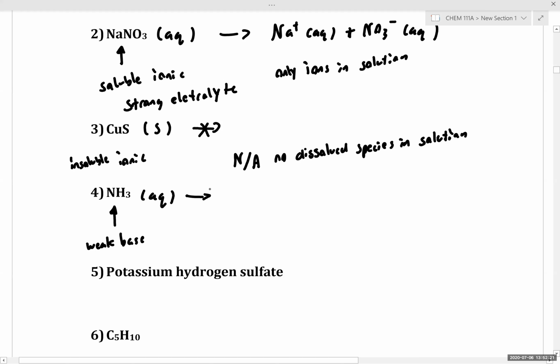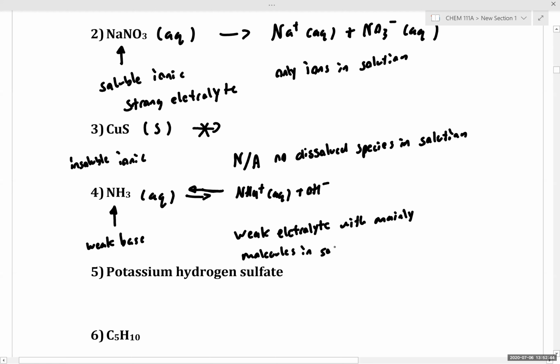Okay, perfect. So ammonia is a weak base, so it gets the aqueous symbol. And we're going to draw some arrows here just to show that we have a little bit of ionization, but we know weak bases are weak electrolytes with mainly molecules in solution and less than 1% ionization. Does this make sense to everyone so far?